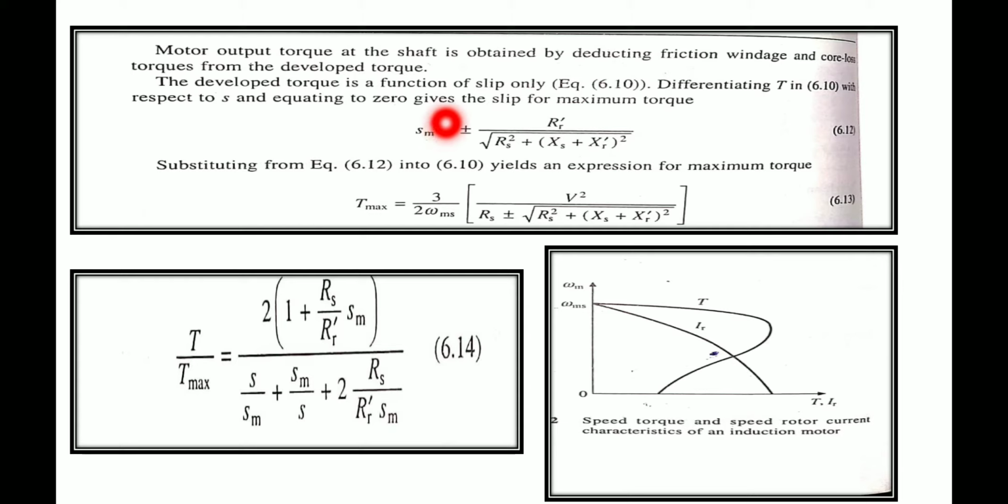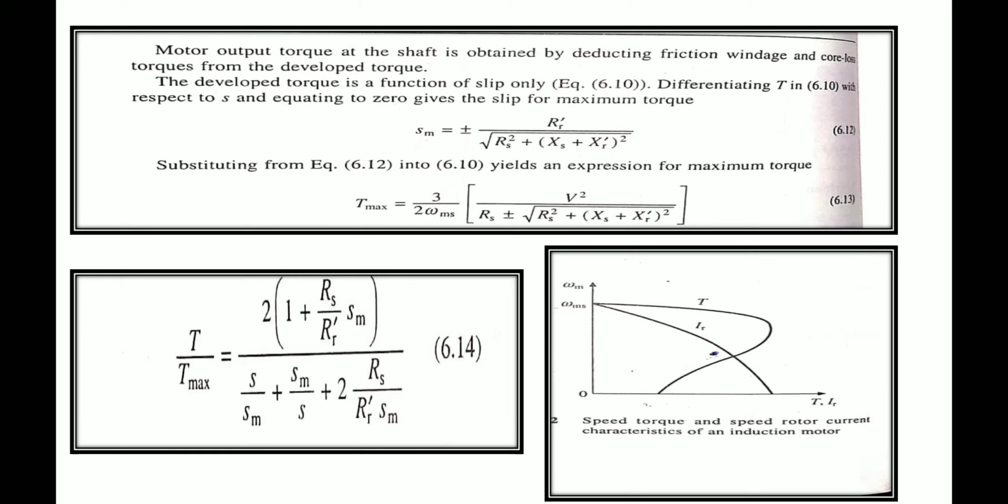When we do that, we get the slip for the maximum torque, Sm, equal to plus or minus. Plus is for the motoring operation and minus is for the braking operation. So when we differentiate torque T with respect to S and equate to 0, we get this equation. Sm is the slip for the maximum torque itself. Getting my point?